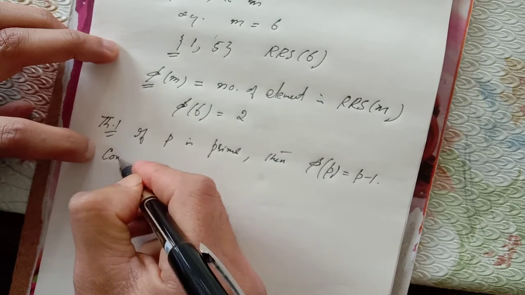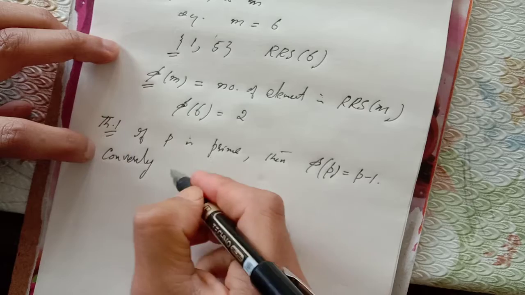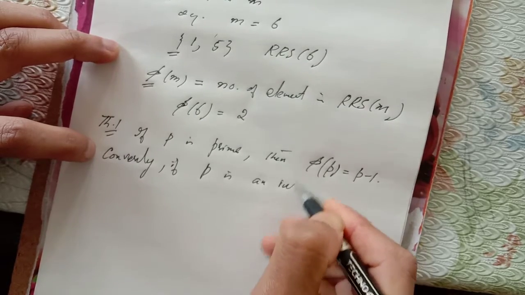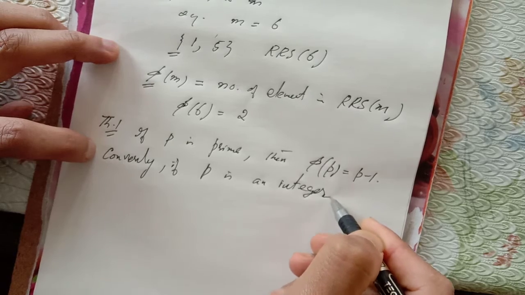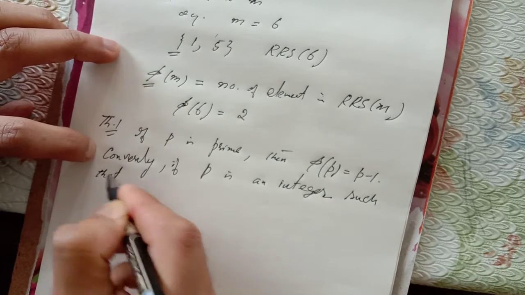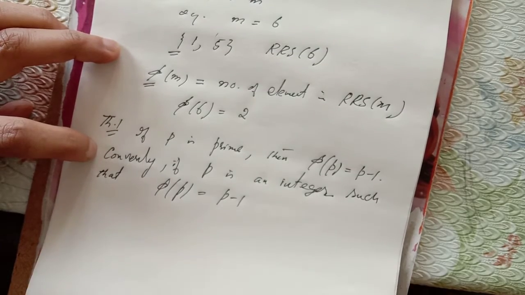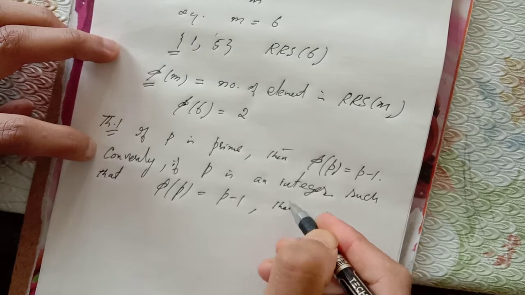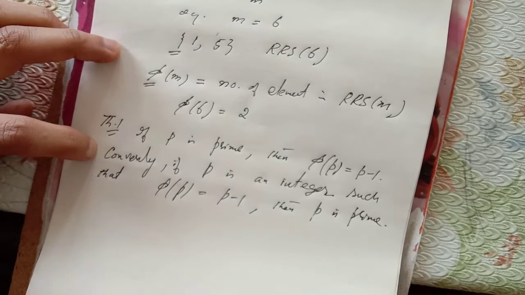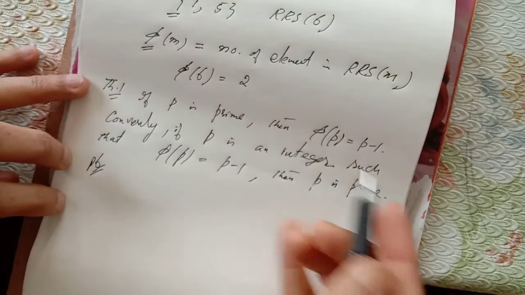And conversely, if p is an integer such that phi of p is equal to p minus 1, then p is prime. The result is very easy.